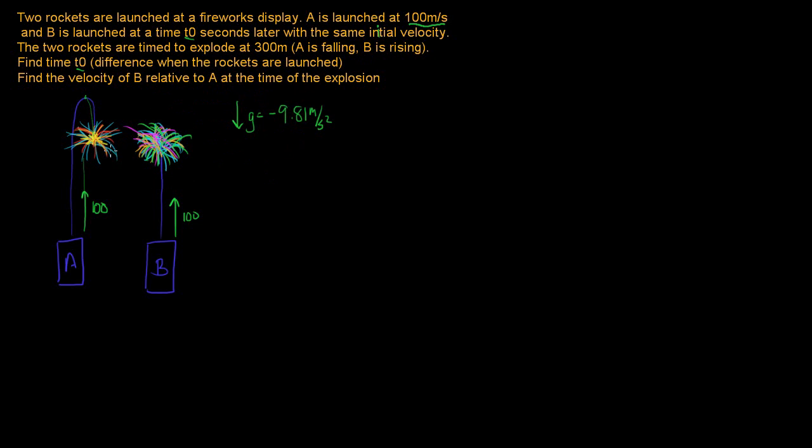What else do we know? We know that this distance right here, when the two fireworks meet, is 300 meters from the ground. So this final distance is 300 meters, and our initial distance is 0 meters. So we're going to reference everything from the ground, and this is our positive direction.